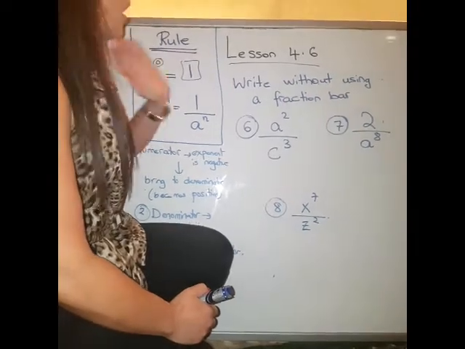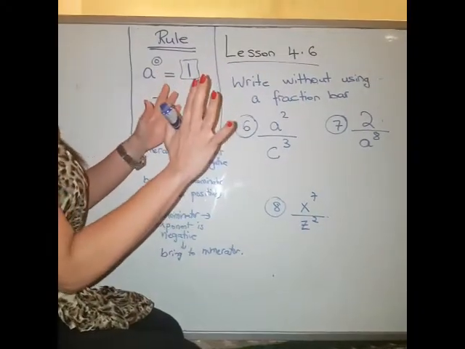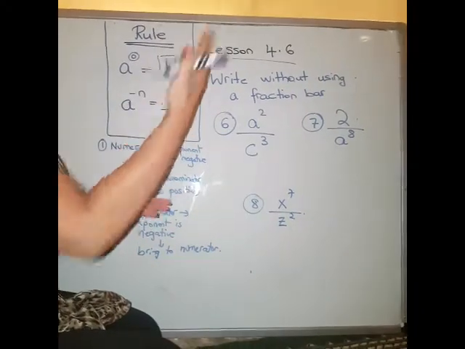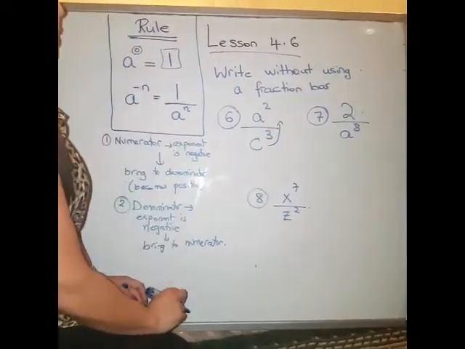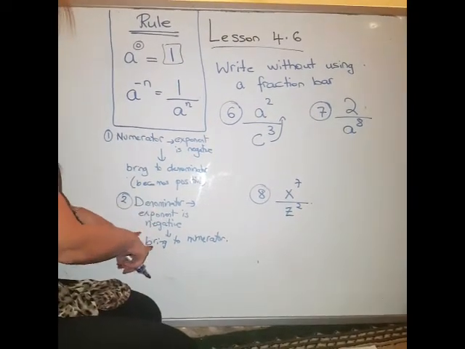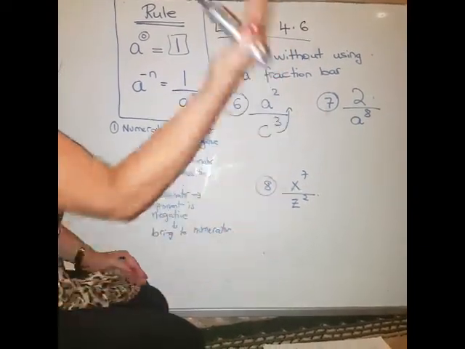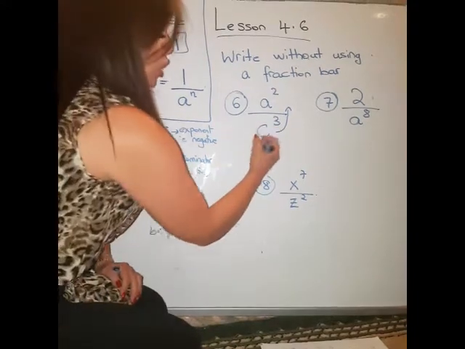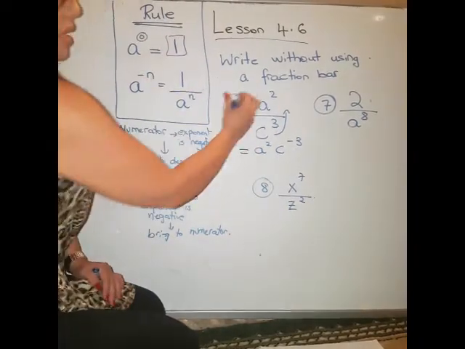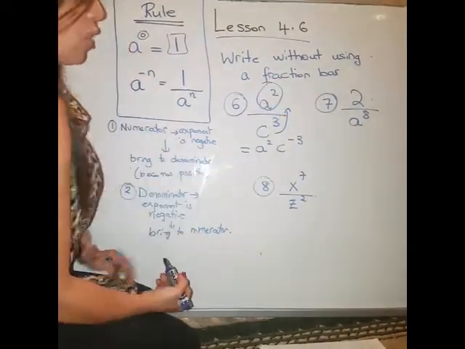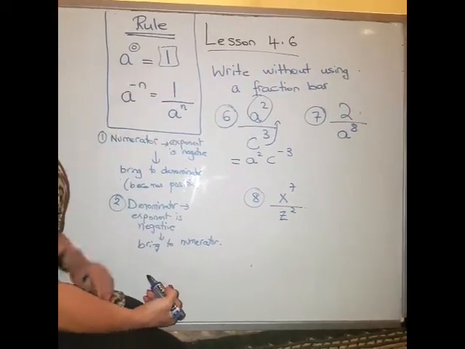The next question is, write without using a fraction bar. What do I mean? I mean I need to take off my fractions. So any denominator, I need to take it to the numerator. If I take the c^3 to the top, what happens? If the denominator is negative, bring it to the numerator, it becomes positive. And if the denominator is positive, you take it to the numerator, it becomes negative. So my answer is a^2c^-3. As simple as that. I leave the a^2, I bring the c to the top. Because it's positive, it becomes negative. If it was negative, taking it to the top would make it positive.